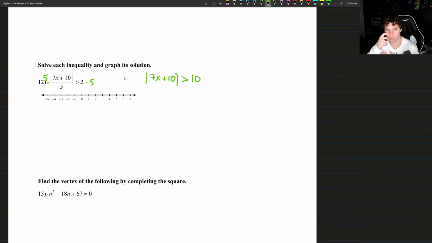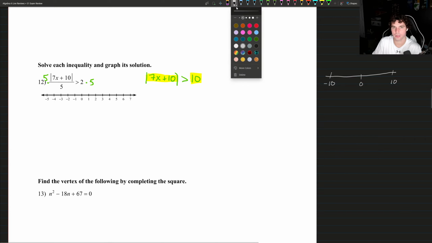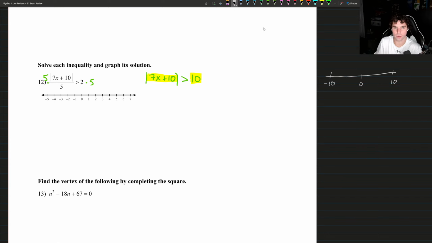Now, absolute value means distance. So what this is actually saying is that the distance from 0 of 7x plus 10 is greater than 10. If you draw it out, and you don't have to do this, I'm just trying to explain it for people who don't understand. If we have this number line, our distance from 0, this 7x plus 10 distance, is going to be outside of 10 or outside of negative 10.